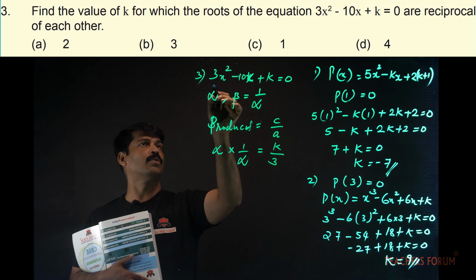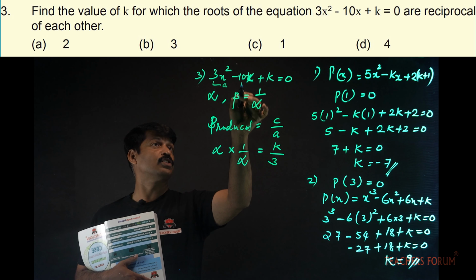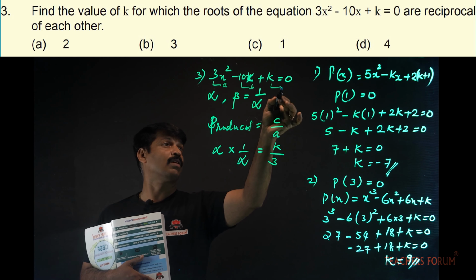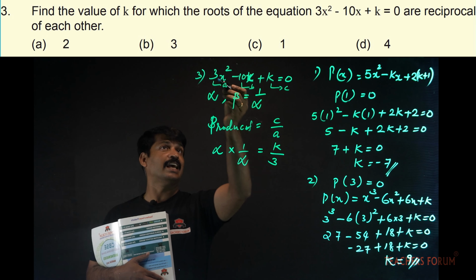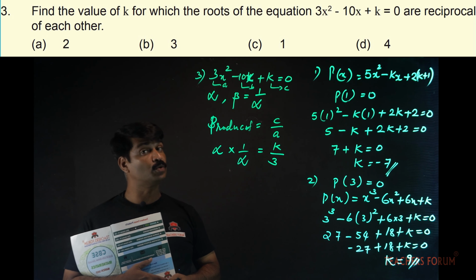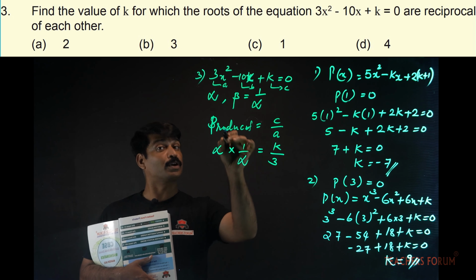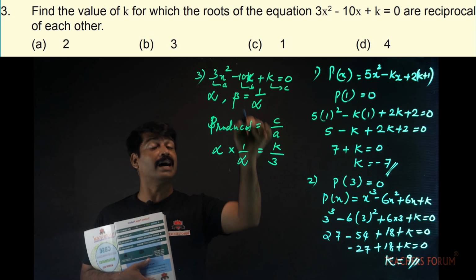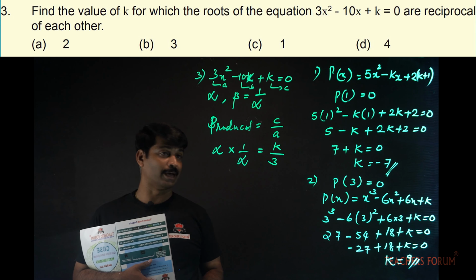You know that in a quadratic polynomial, the coefficient of x square is called a, the coefficient of x is called b, and the constant term is called c. You know that. Okay. So it is c by a. C is k and a is 3. So alpha into 1 by alpha is equal to k by 3. Why alpha into 1 by alpha here? Because the zeros are alpha and 1 by alpha. That's why. Okay. So alpha into 1 by alpha is equal to k by 3.